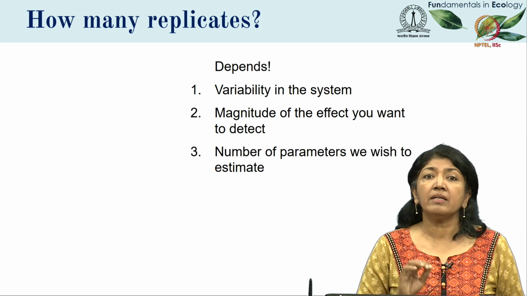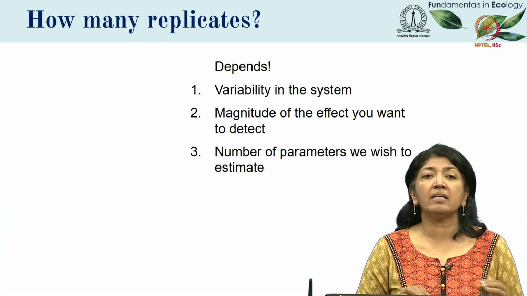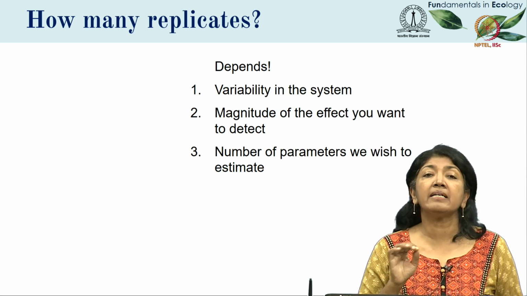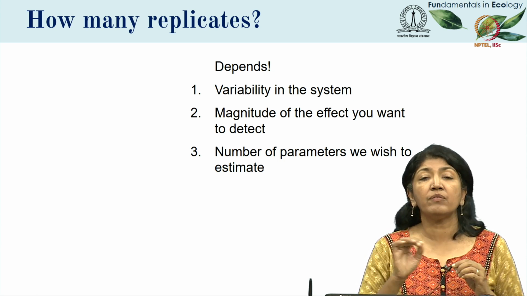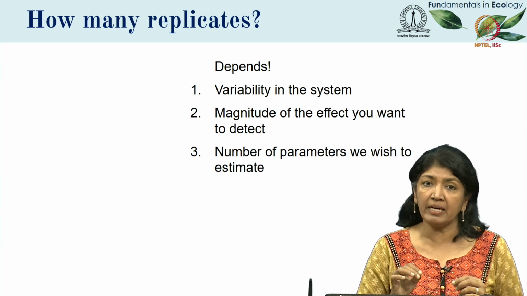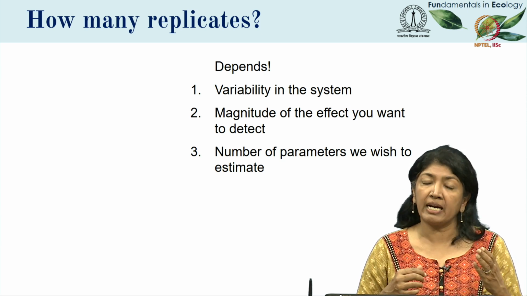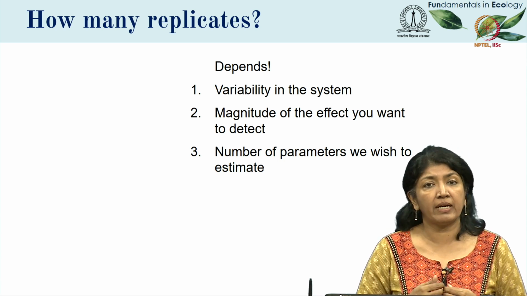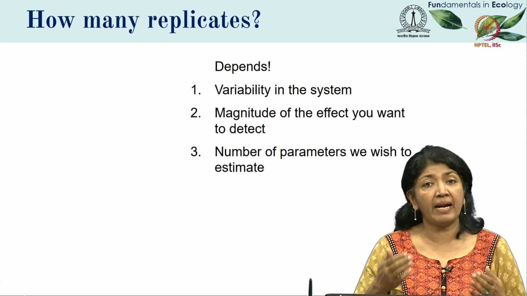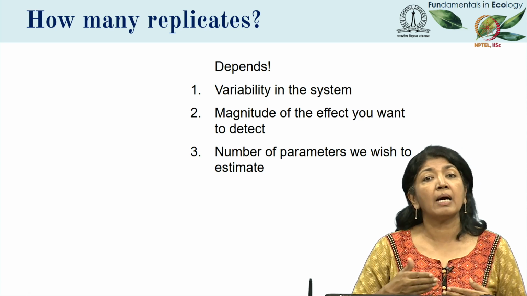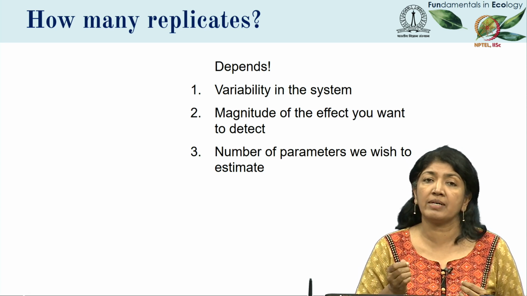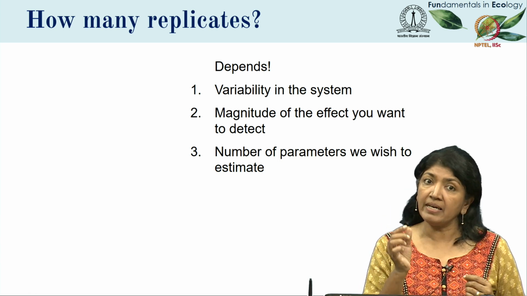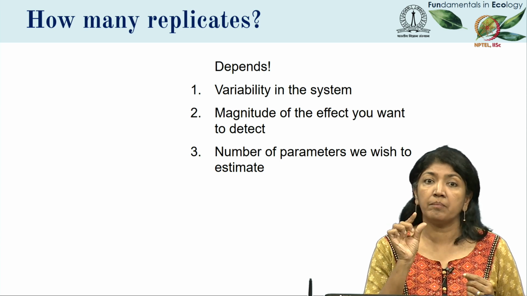Okay. Apart from variability and magnitude of the effect, a third important factor that affects sample size is how many parameters you wish to estimate. That is, how many different relationships do you want to estimate in your study. So, apart from looking at the effect of logging on juvenile abundance, maybe you are also looking at the effect of resource availability, predator density, etc. And the more such relationships you want to estimate, the larger your sample size has to be, so that each of these can be estimated with good precision.